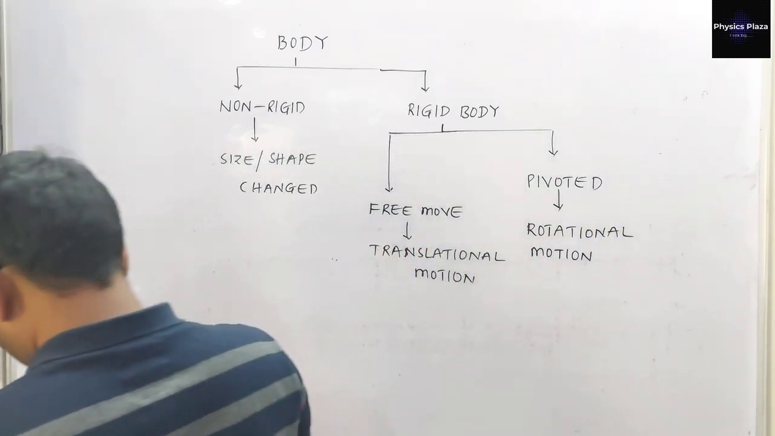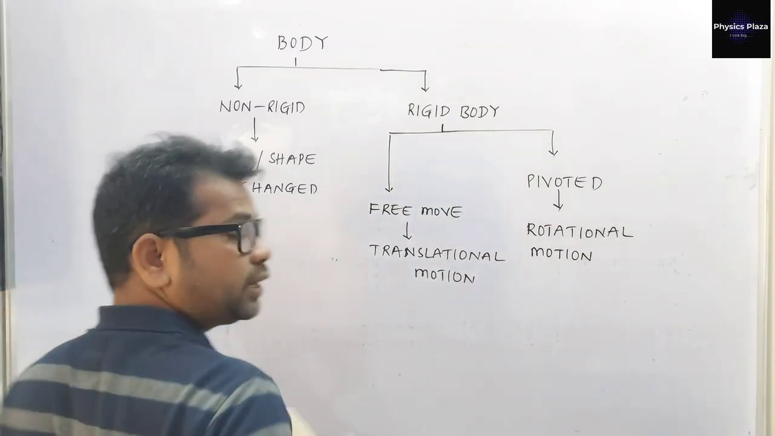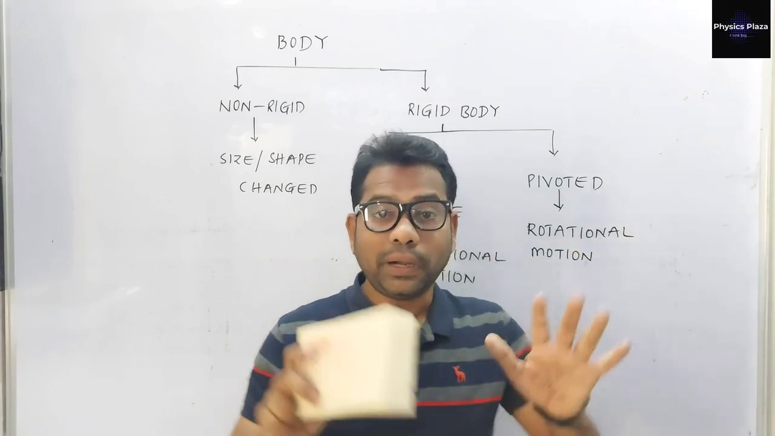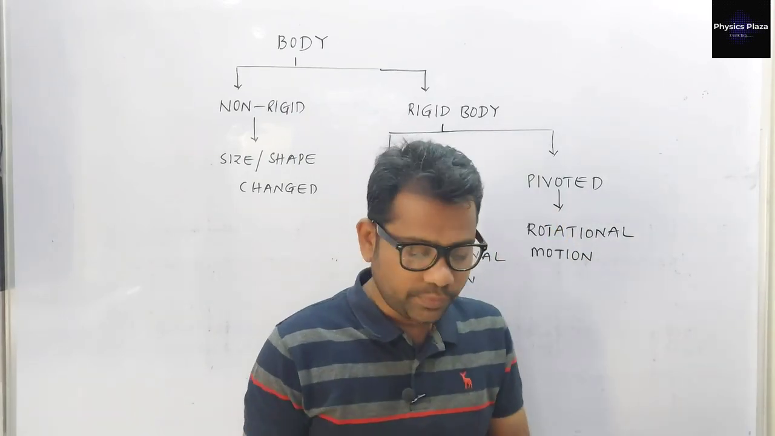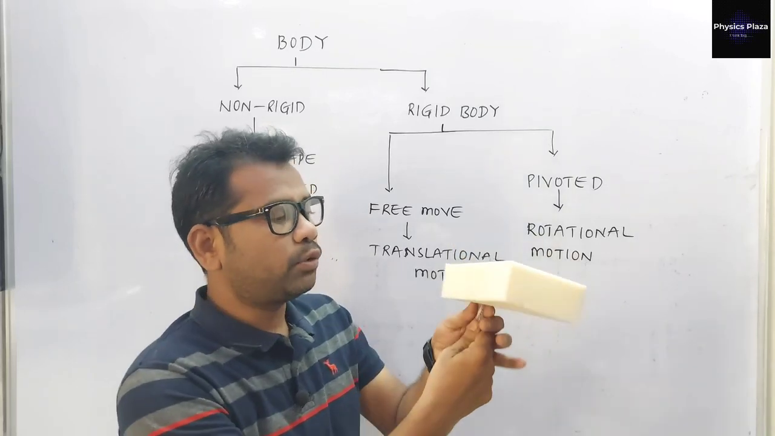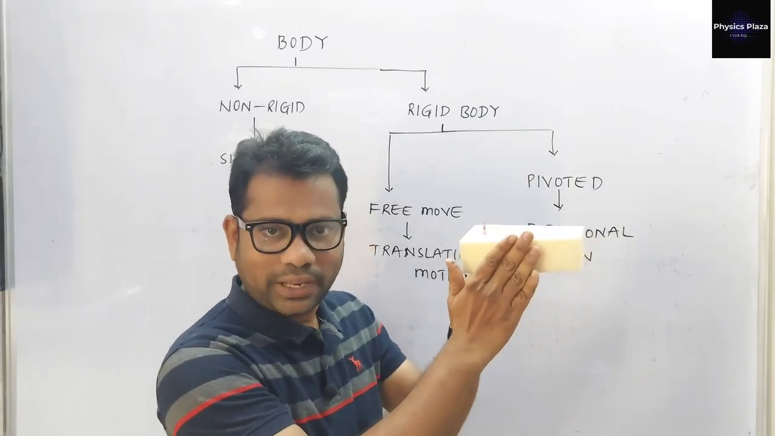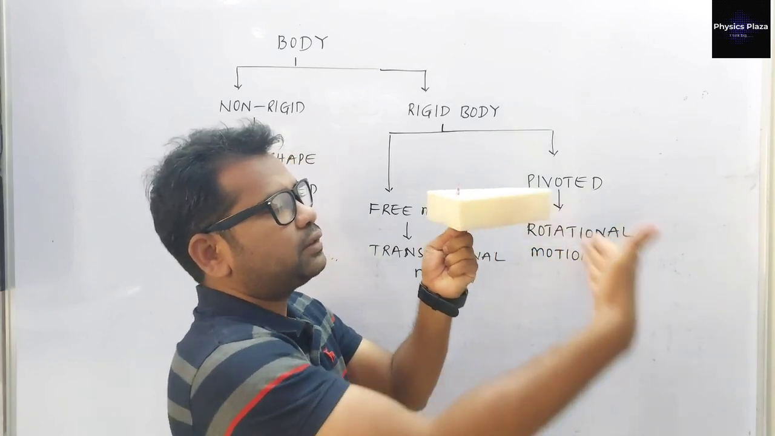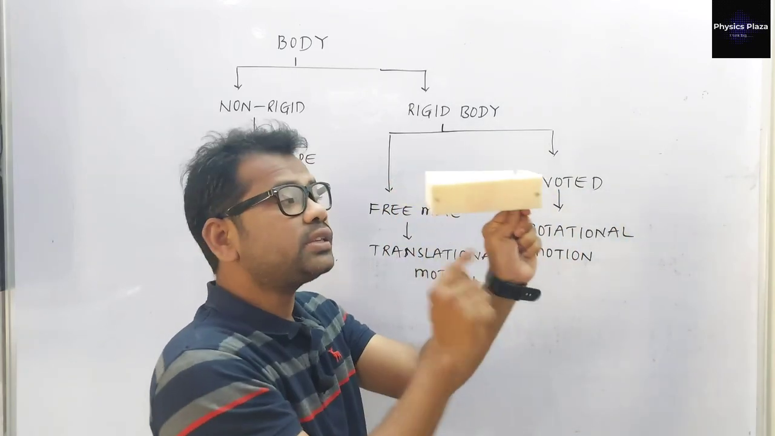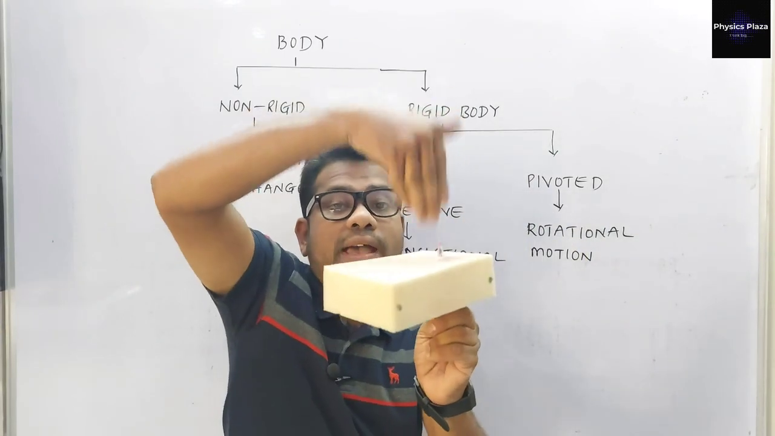So children, let me show you. Suppose, children, let us take it is a rigid body. Of course, actually it is a non-rigid body. See, shape is changing. But let us assume that it is a rigid body. So children, now suppose this rigid body is pivoted. Look here, it's pivoted. Clear, fine. Now when force acts on it, what is happening? It is rotating, children. It is rotating about this axis.